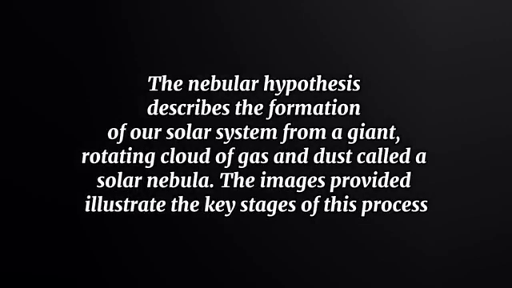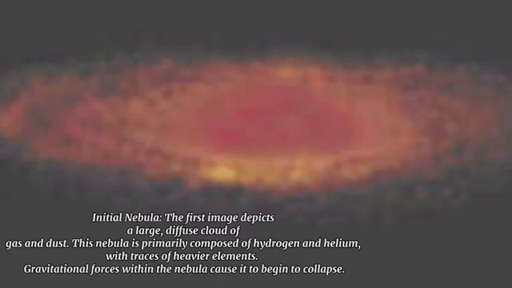The nebular hypothesis describes the formation of our solar system from a giant, rotating cloud of gas and dust called a solar nebula. The images provided illustrate the key stages of this process. Initial nebula. The first image depicts a large, diffuse cloud of gas and dust. This nebula is primarily composed of hydrogen and helium with traces of heavier elements.